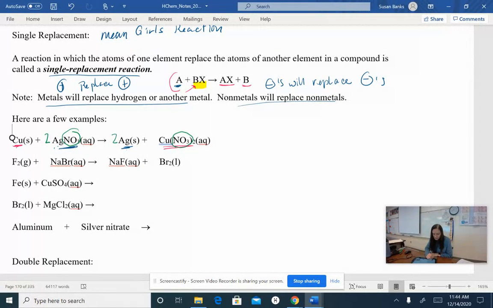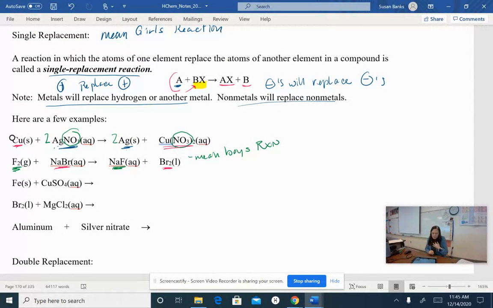Now, I have fluorine gas and sodium bromide, and then I have sodium fluoride and bromine. Positives aren't always going to be the ones switching around. In this one, it's the negatives that are switching around. So this would be like a mean boys reaction, right? Remember, positives switch with positives and negatives switch with negatives. So fluorine here switches and becomes part of sodium fluoride, and then bromine gets left out on its own.